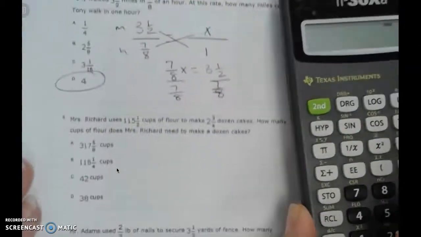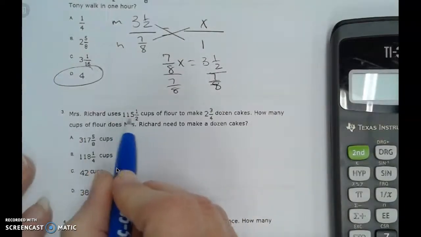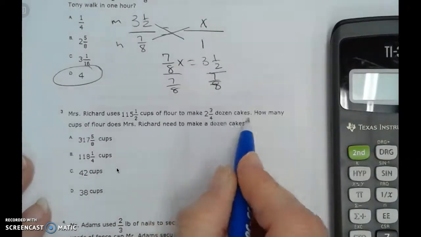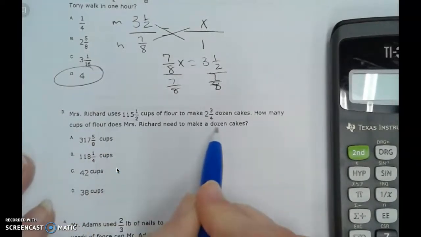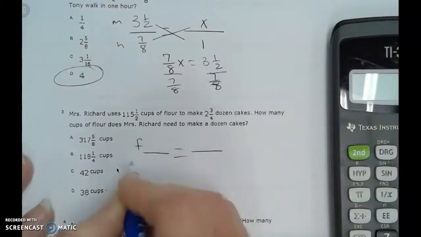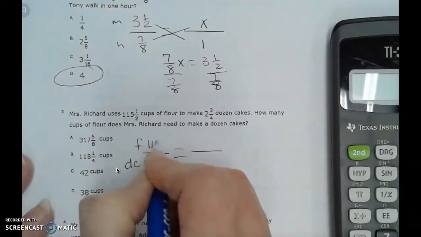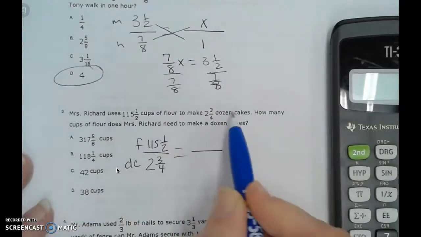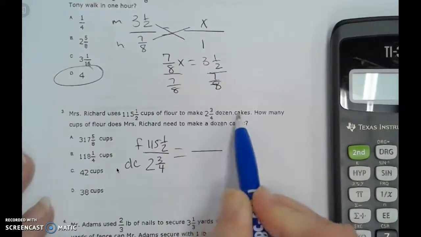So now if we keep on rolling, I'm trying to go through these as fast as I can. We're talking about Richard uses, says 15.5 cups of flour to make 2 3/4 dozen cakes. How many cups of flour does Mr. Richard need to make a dozen of cakes? So we're talking about flour, and we're talking about dozens of cakes. So I'm going to put DC for dozens of cakes. So 115.5 and 2 3/4. And this, since that says dozen cakes and this says dozen cakes, I don't need to change it to 12 or anything because it's talking about the same thing.